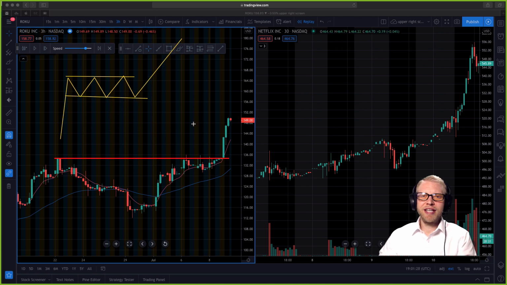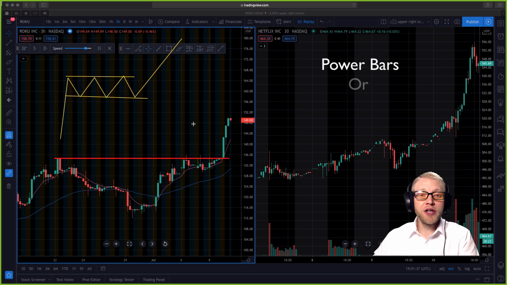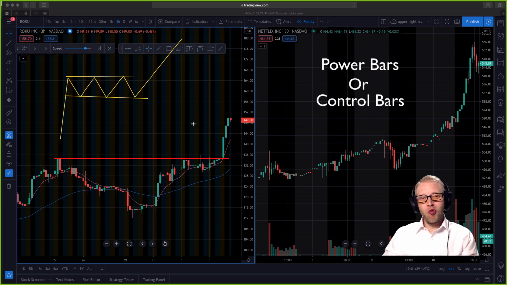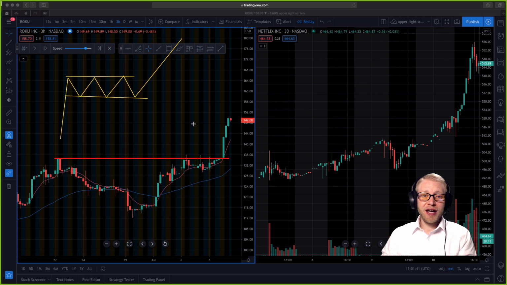Now, when we're reading the technicals like so, we want to understand which bars are in control of the stock. I call them power bars or control bars. Understanding what bars are in control of the stock is going to keep us calmer in the trades. It's going to help us know where to take profit, and it's going to help us know when to stop out of the trades when we're wrong.